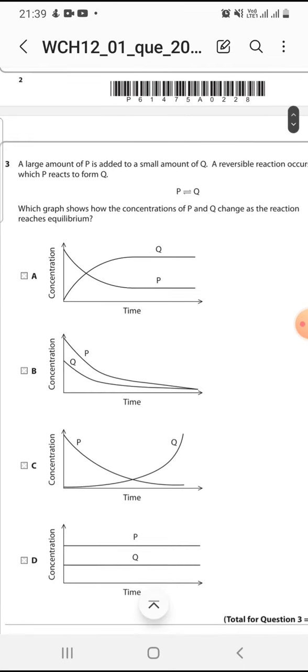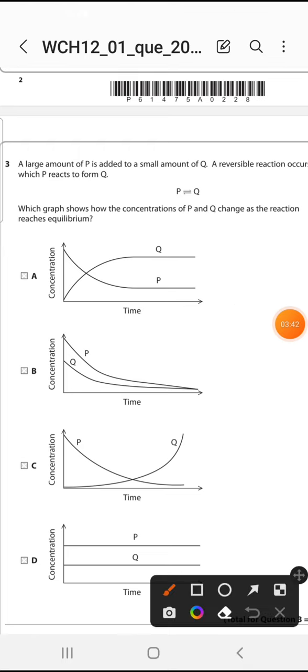You know, for equilibrium reactions, concentration-time graphs, the shape always has to be either A or C. P is the reactant, Q is the product, so definitely product concentration increases. The answer would be either A or C, but it cannot be D, because the concentration of P after equilibrium is reached would be like that. Here the answer definitely we can get A and C, but here they say which graph shows the concentration of P and Q changes as the reaction reaches equilibrium.